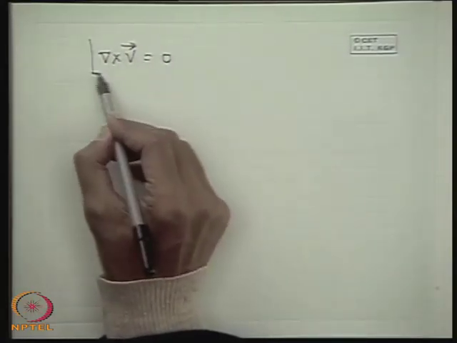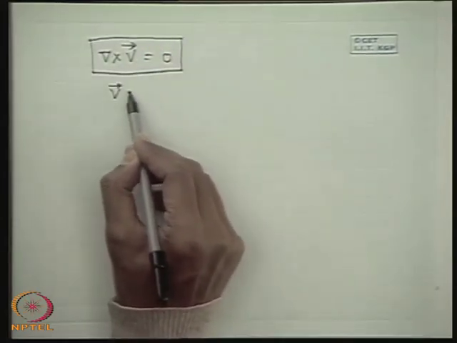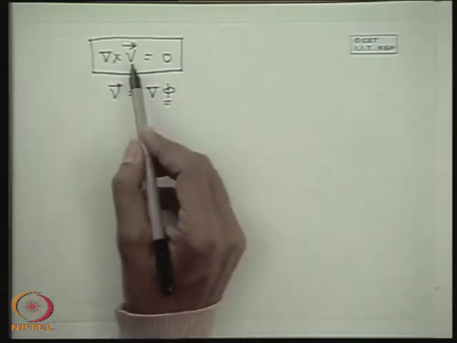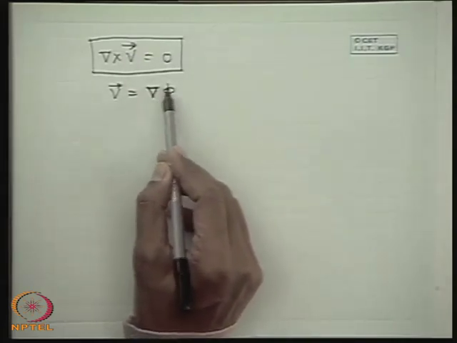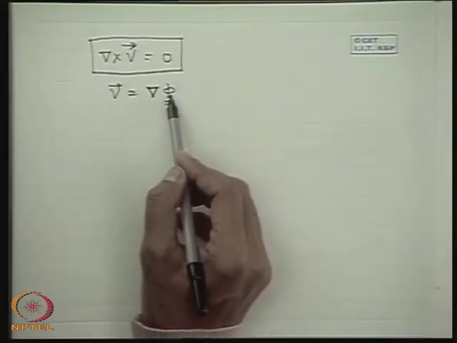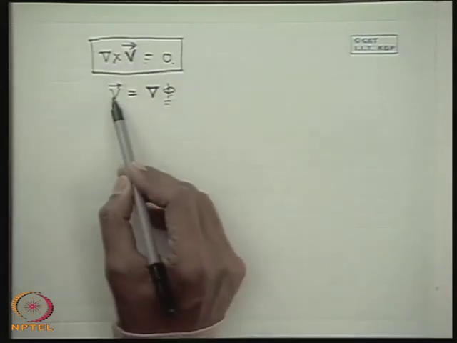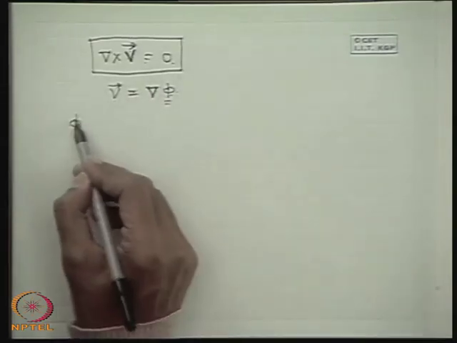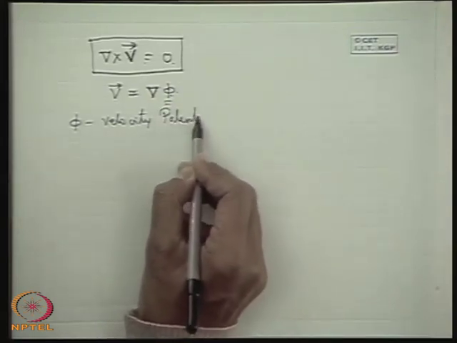Now a consequence of this mathematical relationship is that this vector v can be expressed as a gradient of a scalar function phi. This is a mathematical theorem: if curl of any vector is 0, that vector can be expressed as a gradient of a scalar function. This scalar function phi is known as the potential function. If this vector is the velocity vector, in case of irrotational flow, curl of this velocity vector is 0, then the velocity vector can be obtained as a gradient of the scalar function phi, which is known as the velocity potential function, or simply velocity potential.